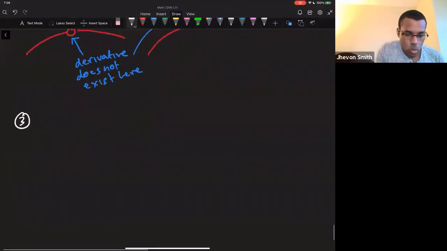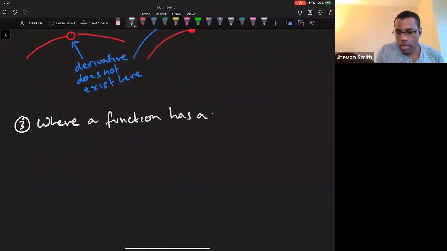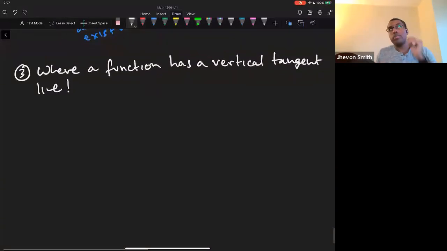And this is where a function has a vertical tangent line. Now, there are two kinds of ways in which this doesn't exist. For one, it's hard to actually put a line at a single point and kind of turn a point into a line. But on the other hand, we also know that vertical lines don't have slopes, right? The slope is undefined for vertical lines. So there are two reasons why you can see this doesn't work.